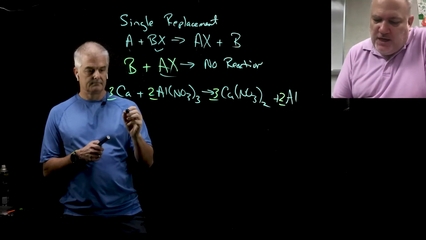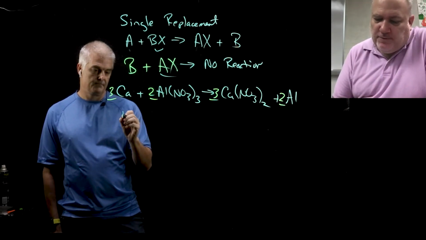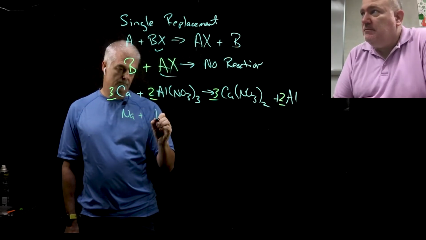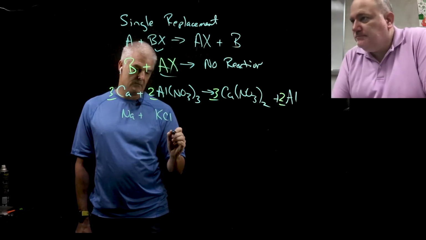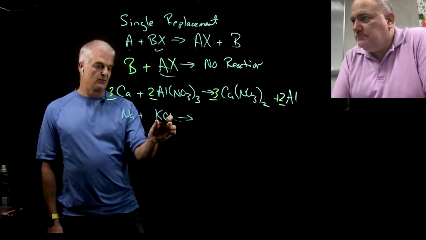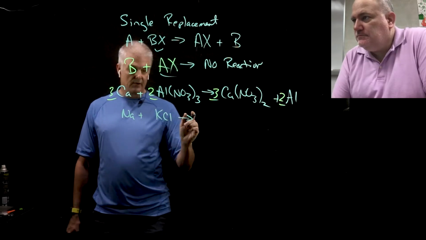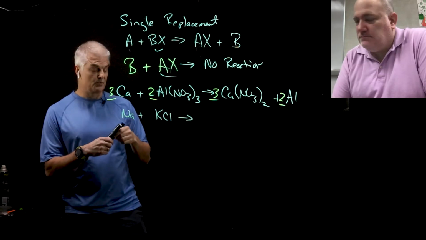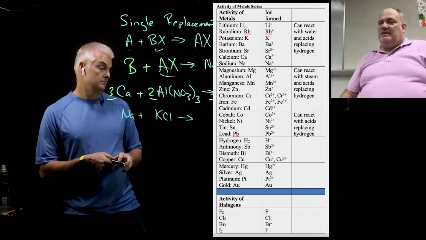Let's go with sodium plus potassium chloride. That K is +1, chloride is -1. And then first question, does it even happen? Who's more attractive, Na or K? And this is where we're going to take a look here.